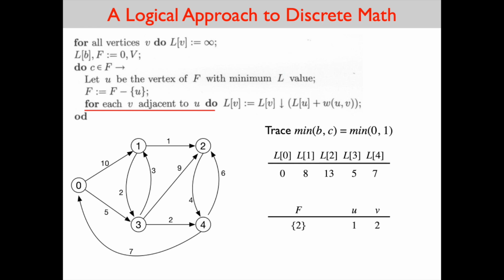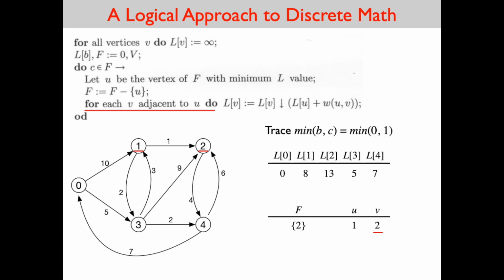So, as shown in this slide, we will first consider the vertex 2, which is adjacent to 1, with an edge that has a cost of 1. So now, in the body of the for statement, what value is going to change? Well, the value of V is 2. That means that L sub 2 is going to change.